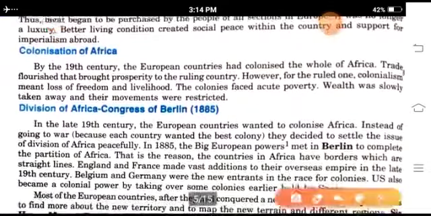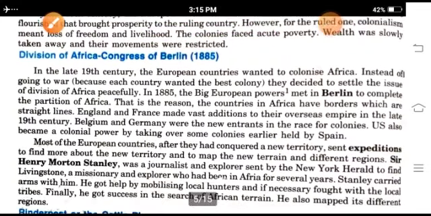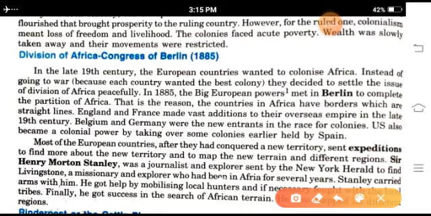Colonization of Africa. In the 19th century, European countries had colonized the whole of Africa. Trade flourished, which brought prosperity to the ruling country. For the ruled, colonization meant loss of freedom and livelihood. Division of Africa, Congress of Berlin, 1885. That is the time period.